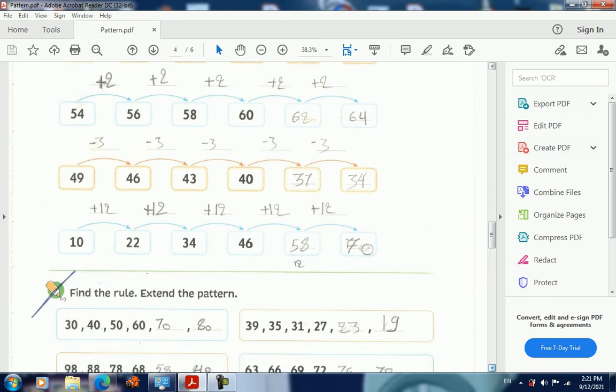For the second one, we got 54, 56, 58, 60. So each time we are adding 2. So 54 plus 2, 56, plus 2, 58, plus 2 is 60. Then 60 plus 2 is 62, then 62 plus 2 is 64.